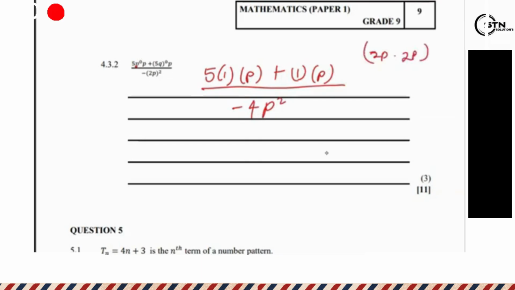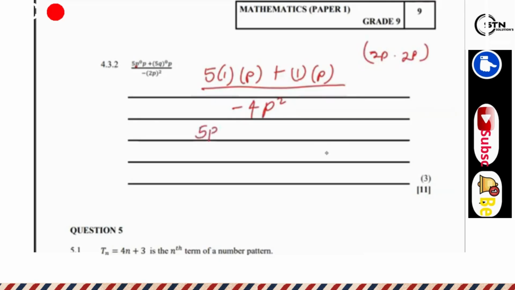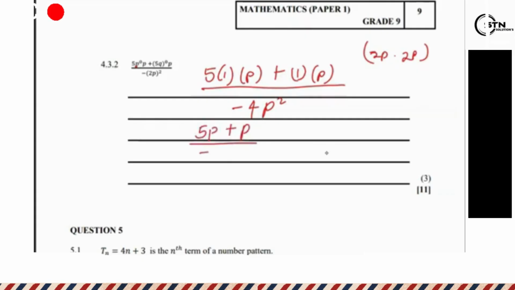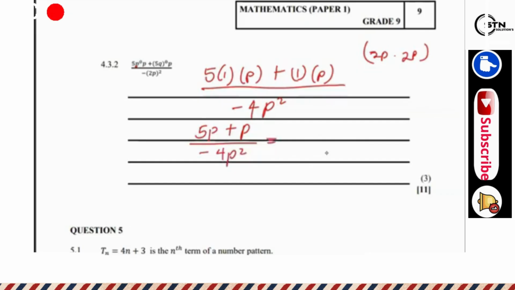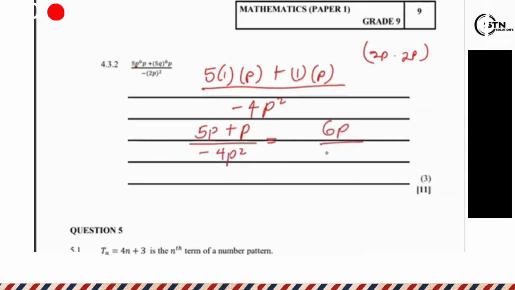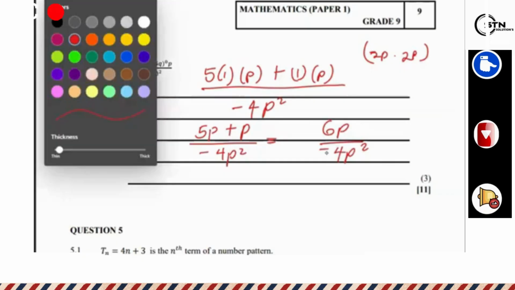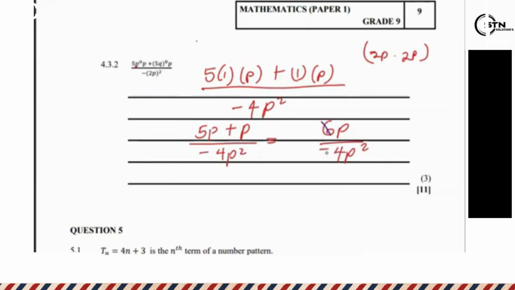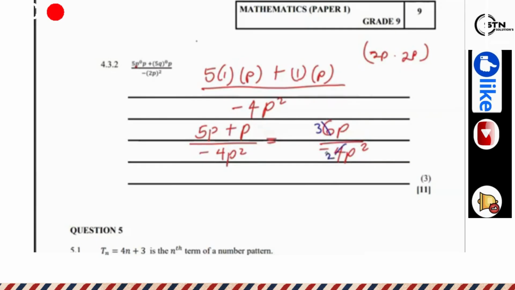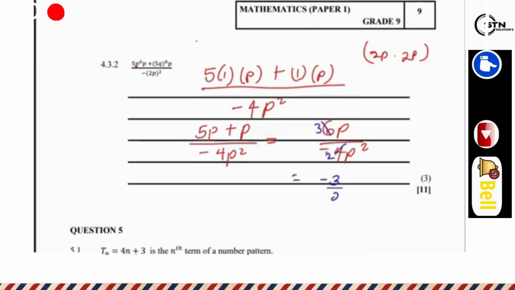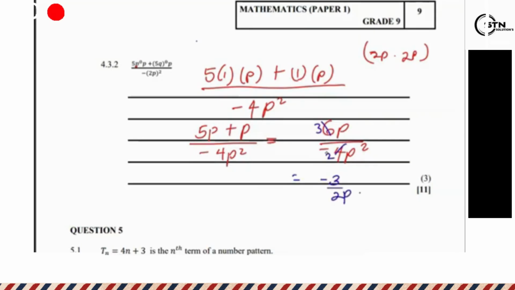Okay, so let's see what is on top. It's going to be just 5p plus p over negative 4p squared. So these are like terms. We add them, and we're going to end up with 6p over negative 4p squared. Let's look for a number that can divide 6 and 4, which is 2. 6 divided by 2 is 3, and 4 divided by 2 is 2. So our answer is negative 3 over 2, and then the p's will cancel out.